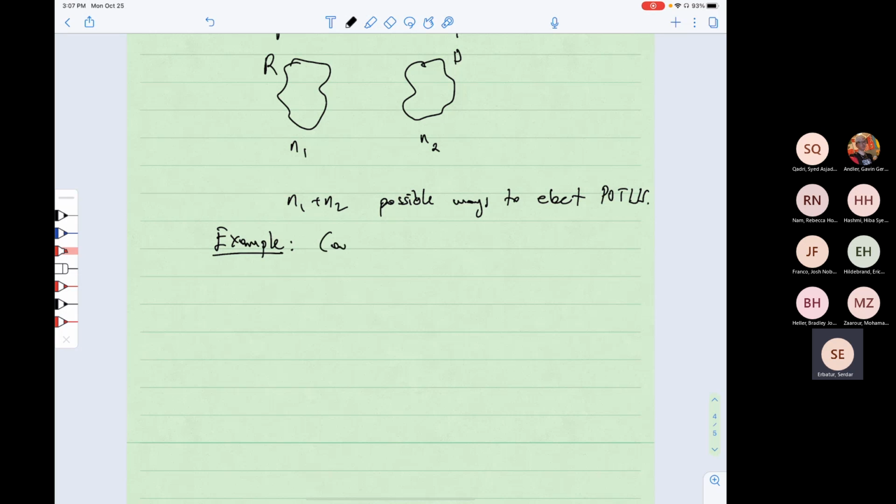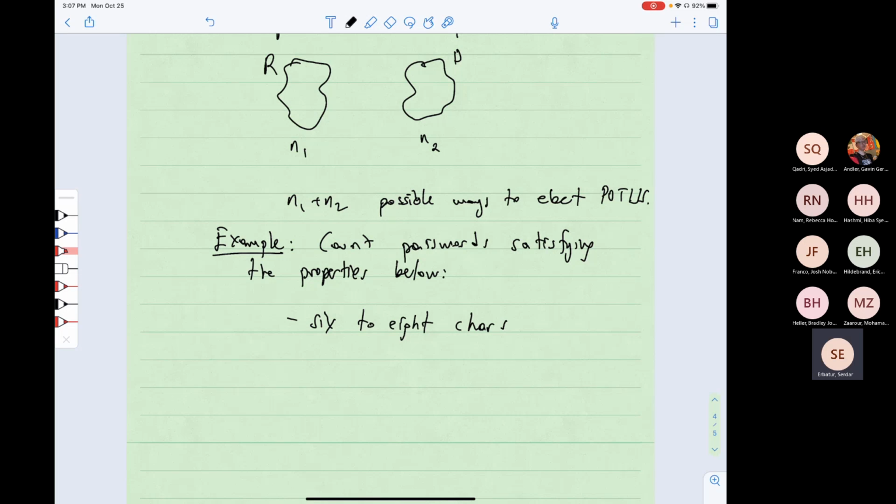Imagine we want to count the number of passwords satisfying the properties below. For instance, each password should be from 6 to 8 characters, sorry. At least 6, at most 8. Of course, it's almost immediate, like a very weak password it would be, I guess.